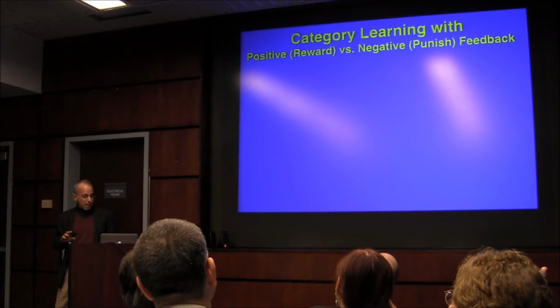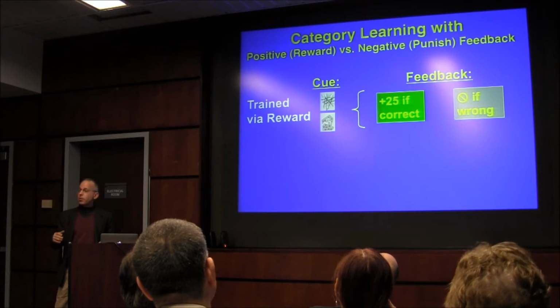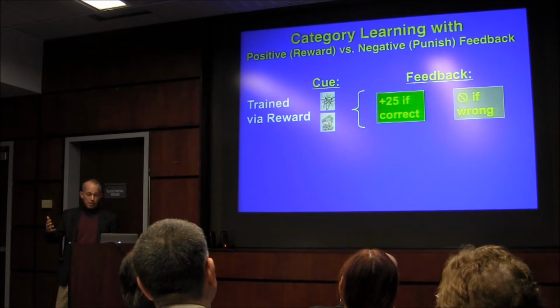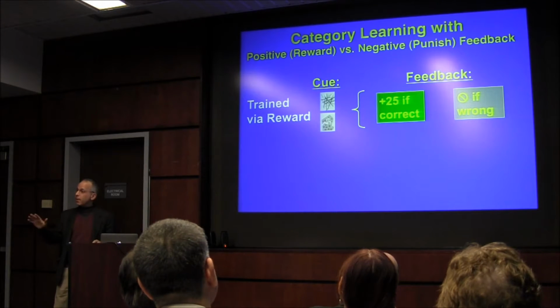Half of the stimuli in this task are trained by reward, so that if they give the correct response, they get a positive feedback. But if they give the wrong response, they get no feedback.